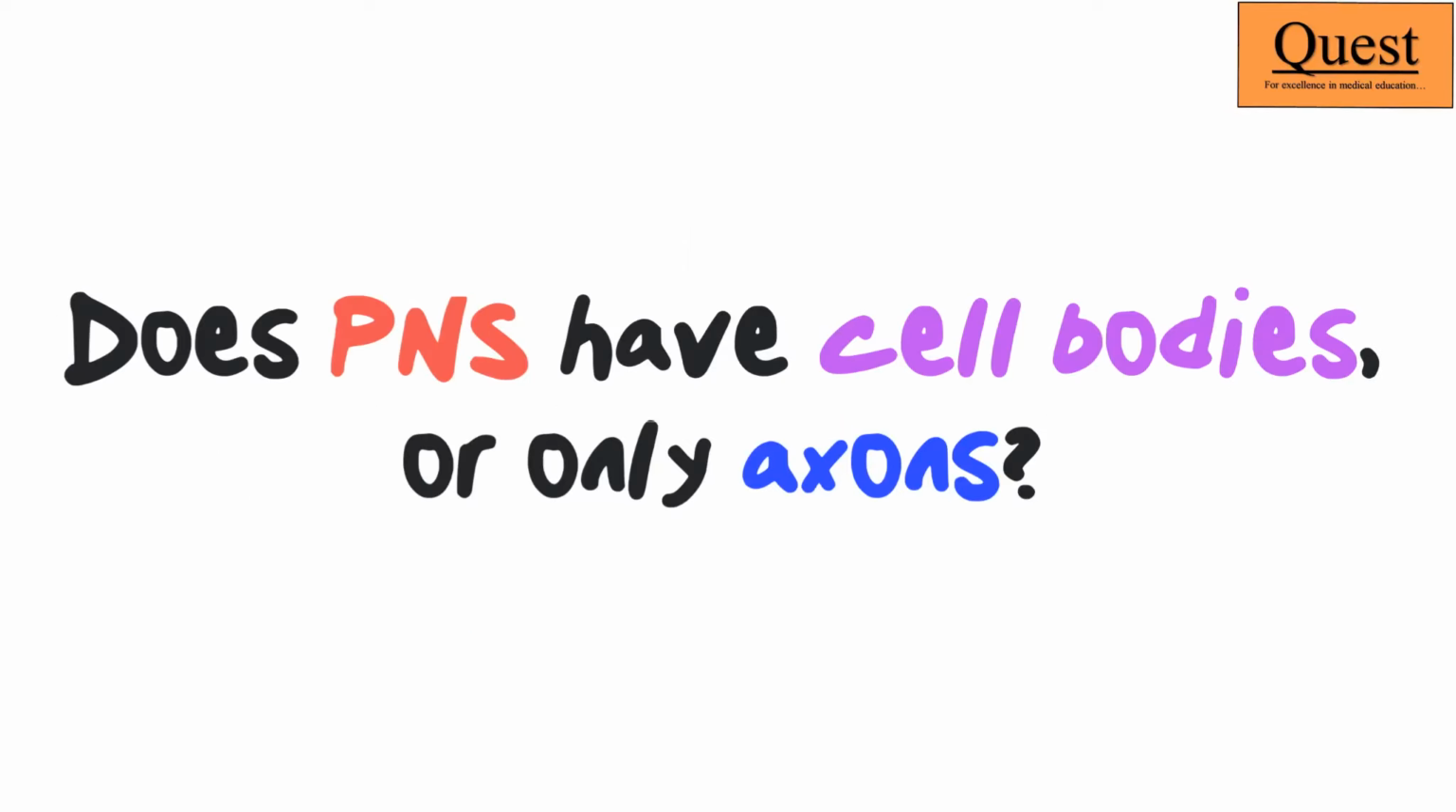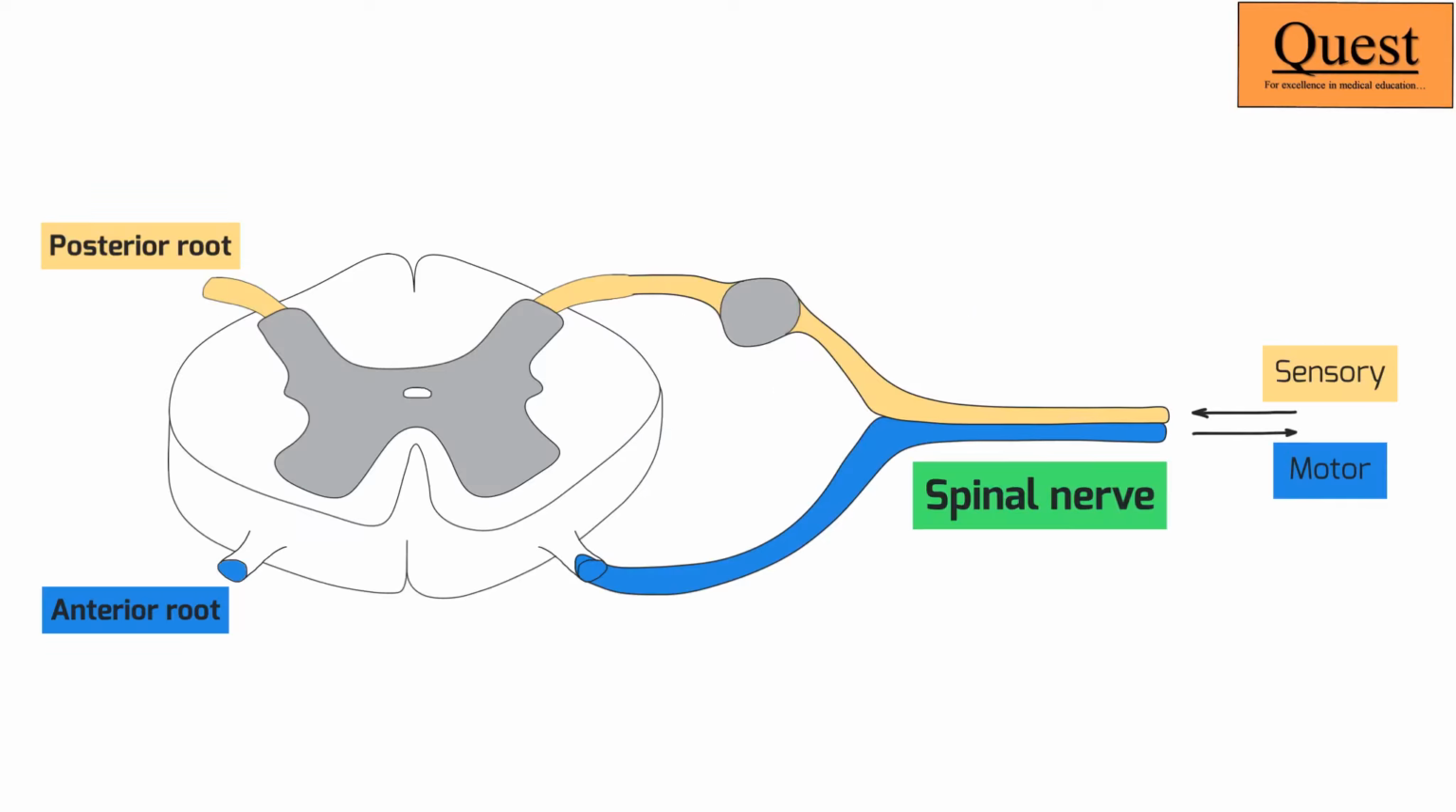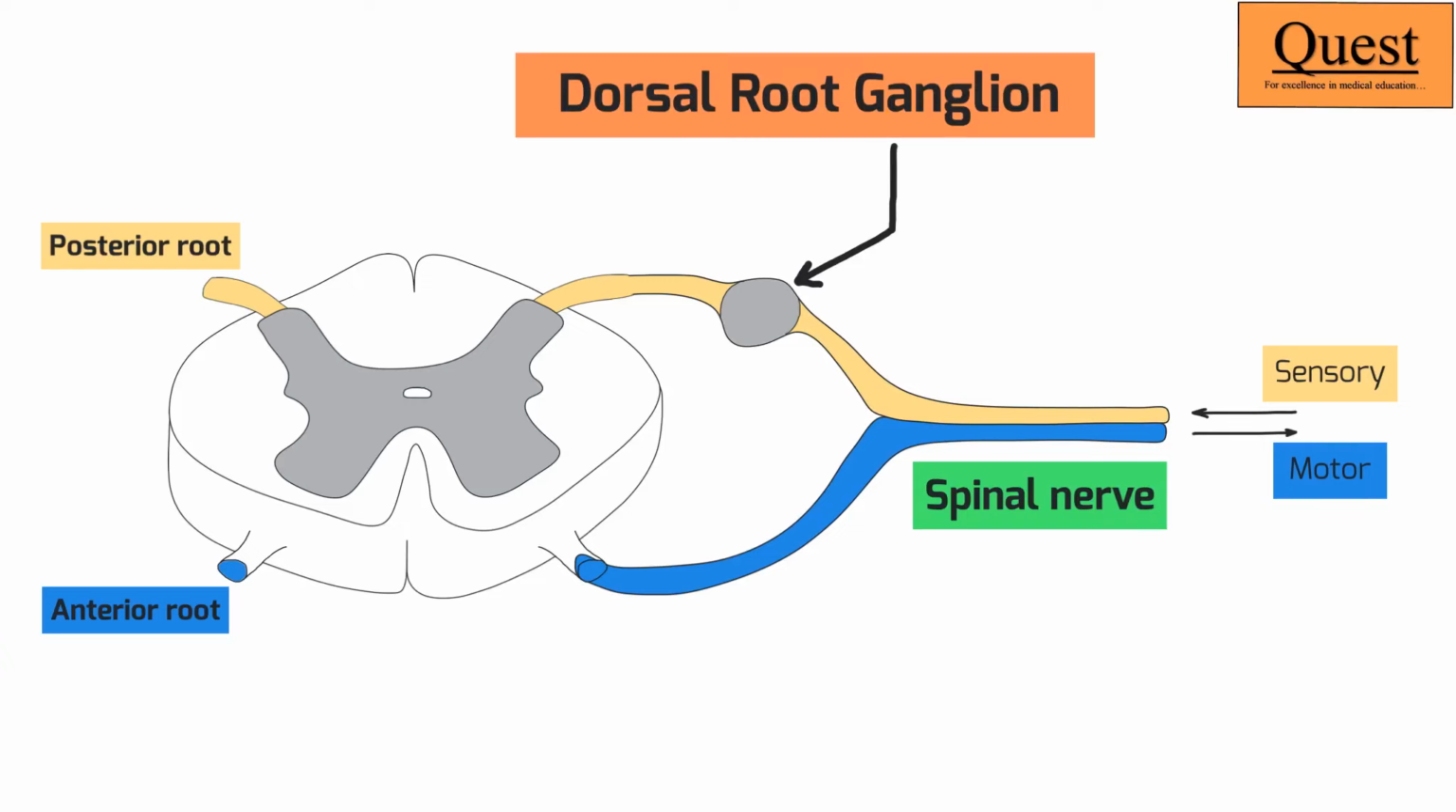Can there be cell bodies outside CNS? Of course, yes. Collections of cell bodies or gray matters in the peripheral nervous system are known as ganglia. One such very important ganglion is situated on the posterior root which is attached to the spinal cord. And this ganglion is known as dorsal root ganglion or the posterior root ganglion.